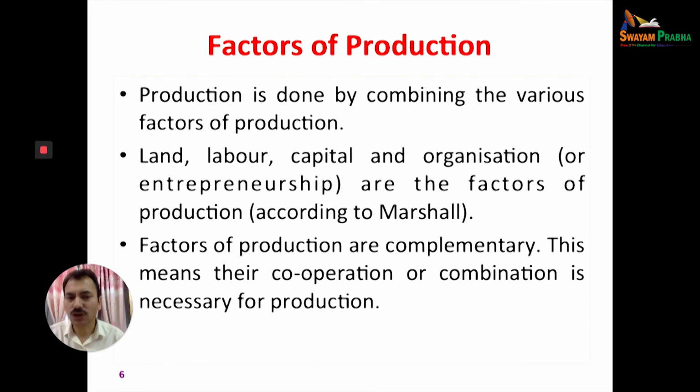Factors of production are complementary to each other. This means their cooperation and combination is necessary for production. If you want to produce something, then the cooperation of each factor of production, land, labor, capital, is a must. Without their cooperation, we cannot produce anything. So for production, it's very, very important that the factors of production like land, labor, capital, organization must have cooperation with each other.